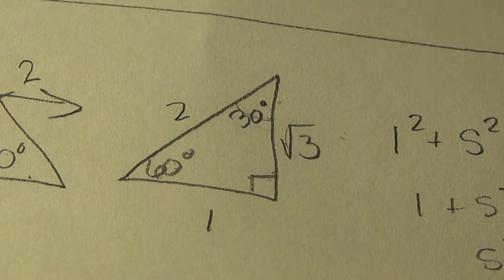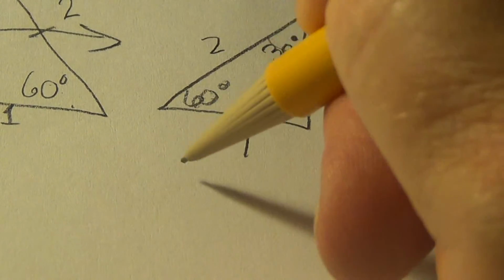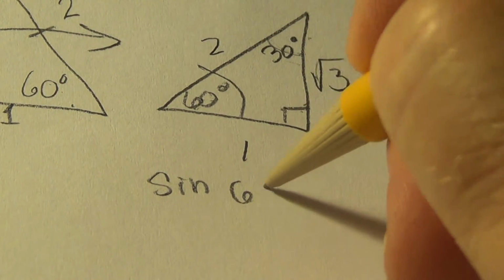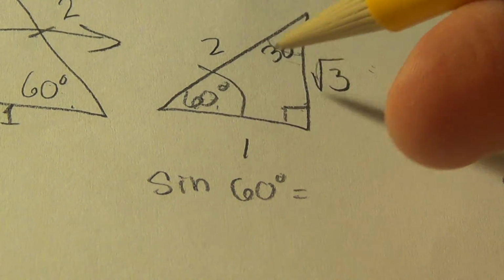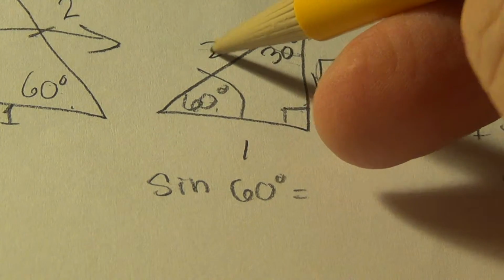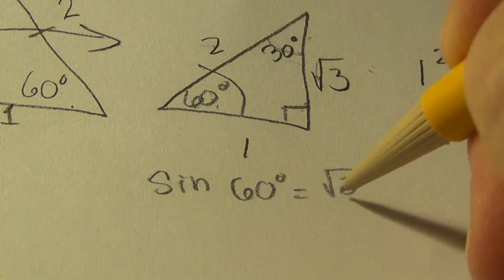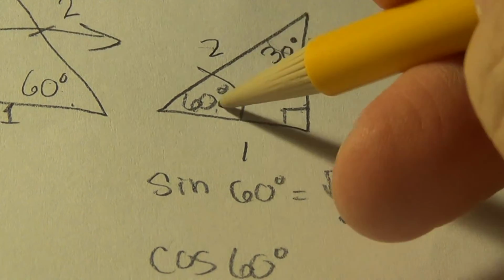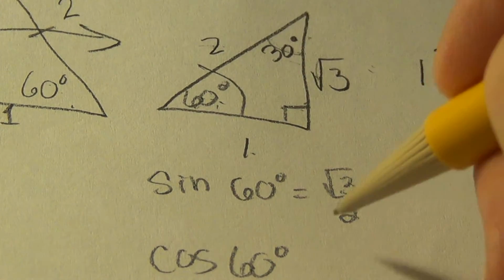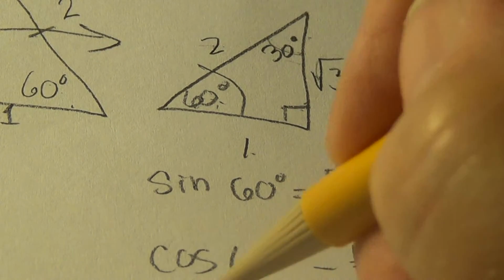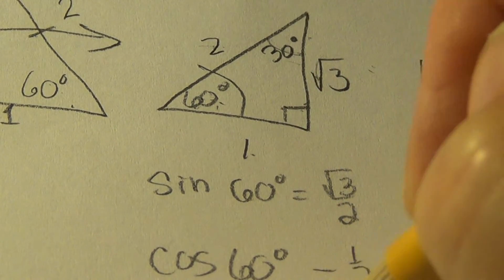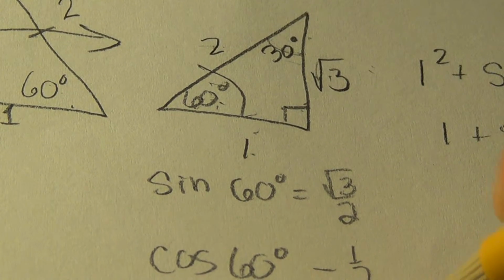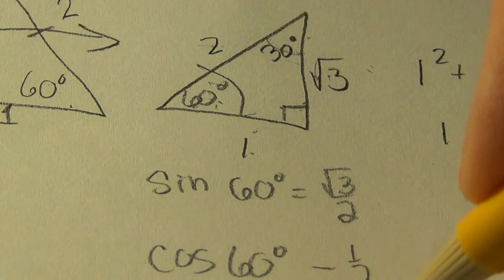So now it's all set to do sine, cosine, and tangent. Sine, we'll start with 60. Sine of 60 is opposite over hypotenuse, square root of 3 over 2. Cosine is adjacent over hypotenuse, 1 over 2. And tangent is opposite over adjacent, square root of 3 over 1, or just square root of 3.